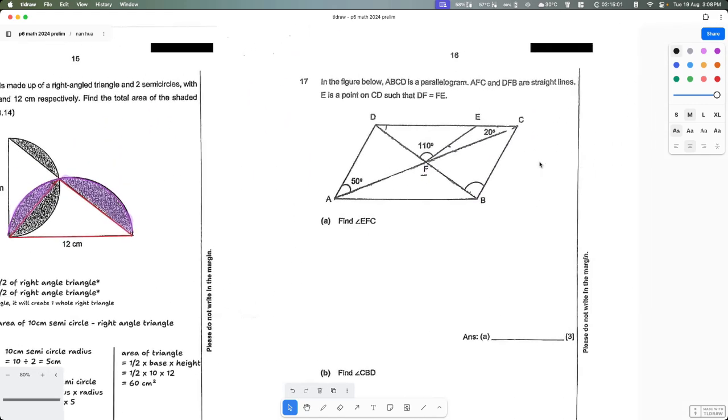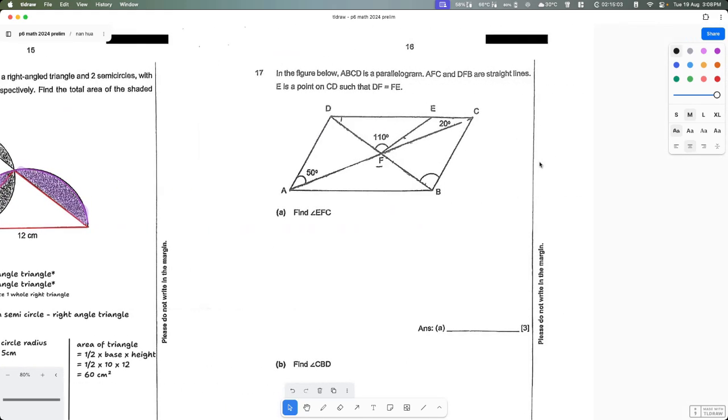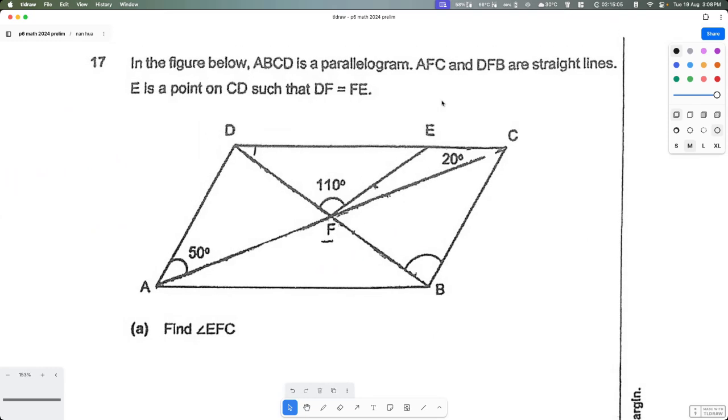All right, let's move on to the last question. Question 17. In the figure below, ABCD is a parallelogram. Let me just draw the parallelogram like this so it's easier for us to see. AFC and DFB are straight lines.